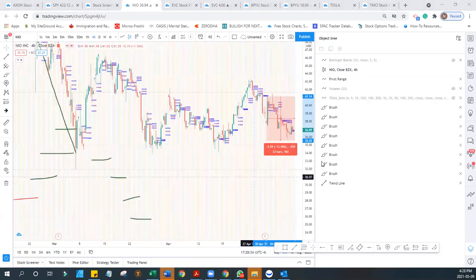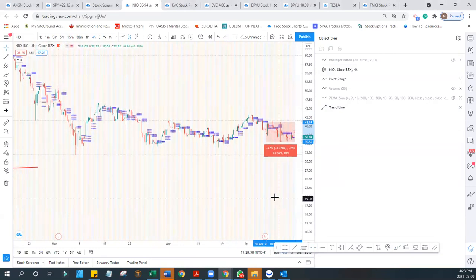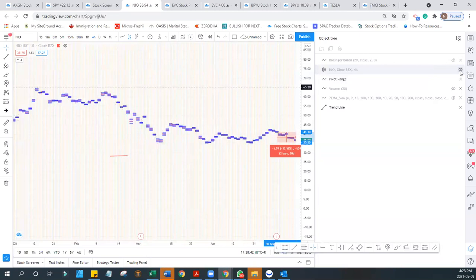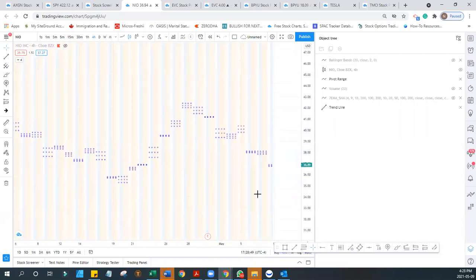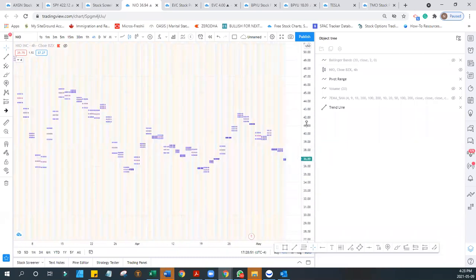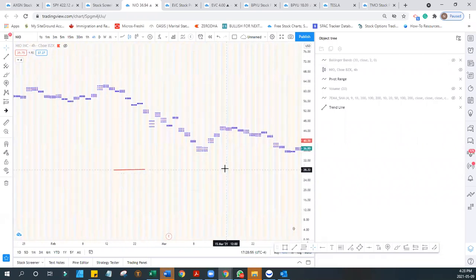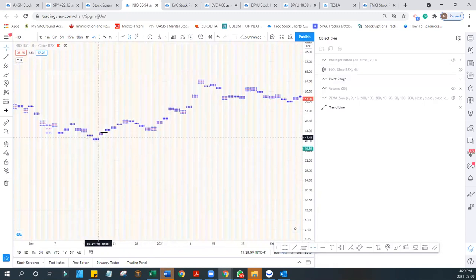Okay, let me show you. I'm going to take out the price. So now there is just the CPR on the chart, nothing else. If you're a swing trader, you want to wait for at least 1 or 2 CPRs higher than the previous CPR.